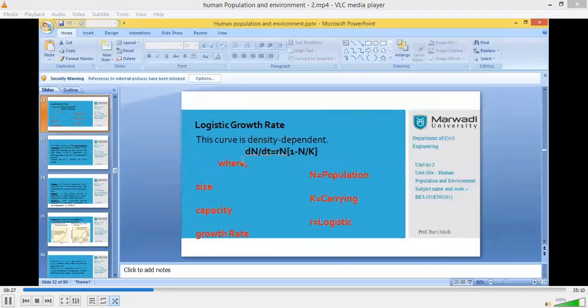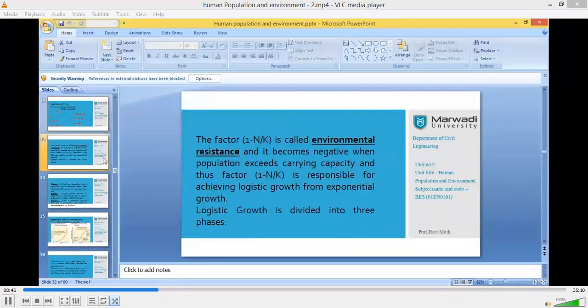We are moving on to the numericals in 1 or 2 slides, but before that I will just show you this particular graph. dN by dt is equal to r into N into the bracket 1 minus N upon K. N is the population size, K is the carrying capacity, and r is the growth rate. The factor 1 minus N by K is called environmental resistance, and it becomes negative when the population exceeds the carrying capacity, and thus it is responsible for achieving the logistic growth from the exponential growth.